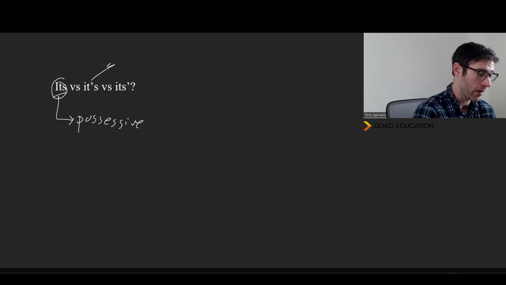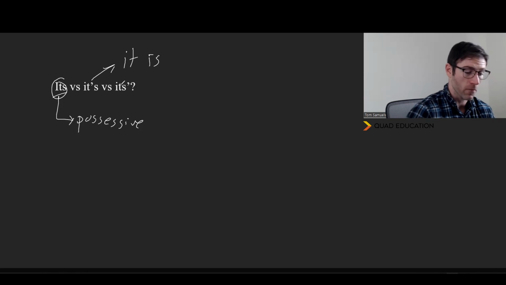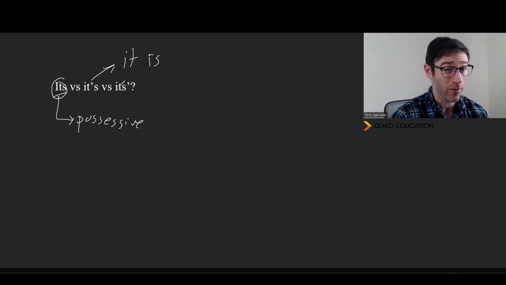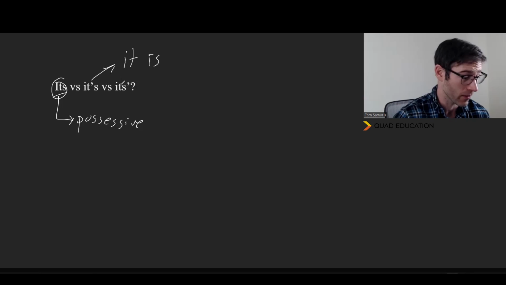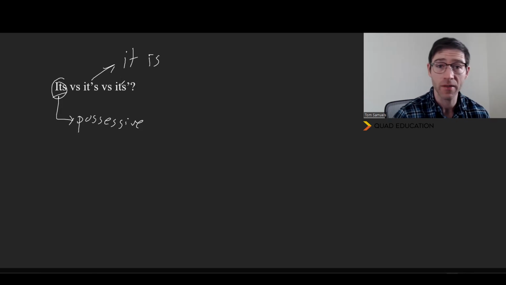And this one right here, it has an apostrophe, so that means that this is a contraction. I-T apostrophe S is going to mean it is. That is what it means. So wonder no more: I-T apostrophe S, it is; I-T-S is possessive.